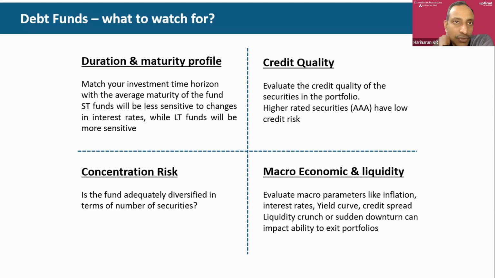When you look at debt mutual funds, it is important to also look at the credit quality of the fund. So when you look at the portfolio, you look at what is the mix of AAA assets and non-AAA assets. That's very important. What is the concentration risk? Is the fund manager investing in 30, 40, 50 securities or 100 securities?